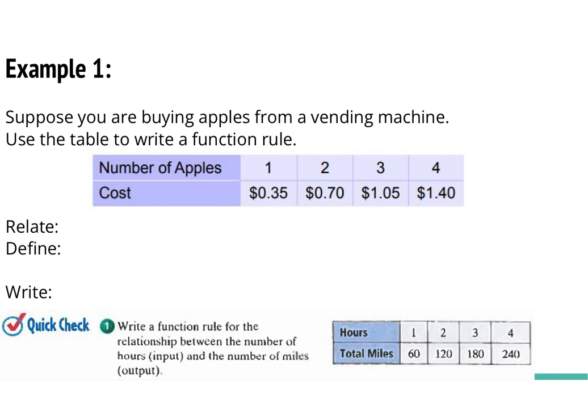So the first thing we want to do is write our relate statement. We know that the total cost is 35 cents, or 35 times the number of apples.